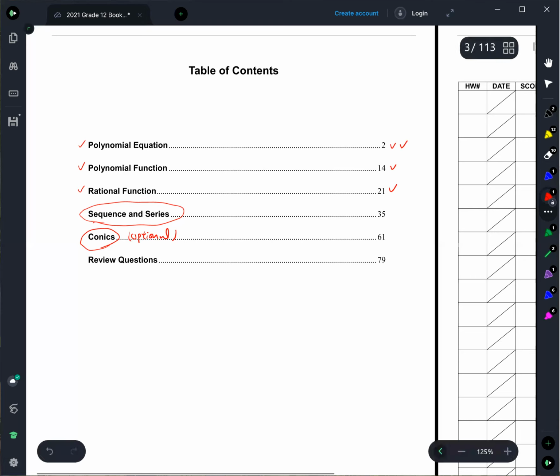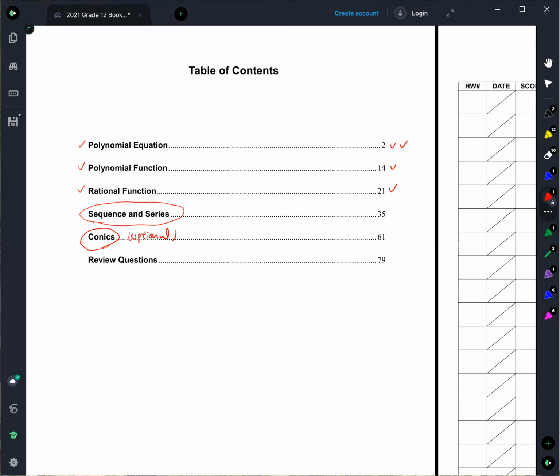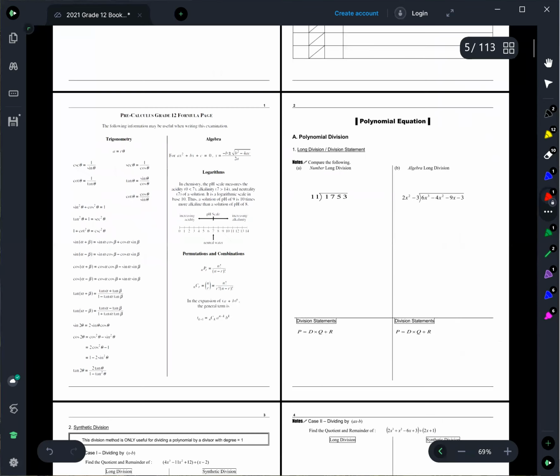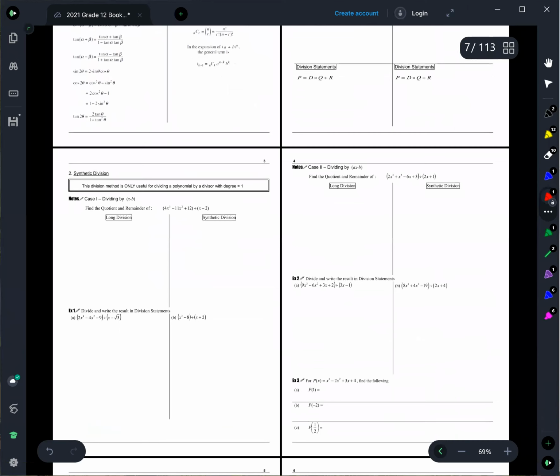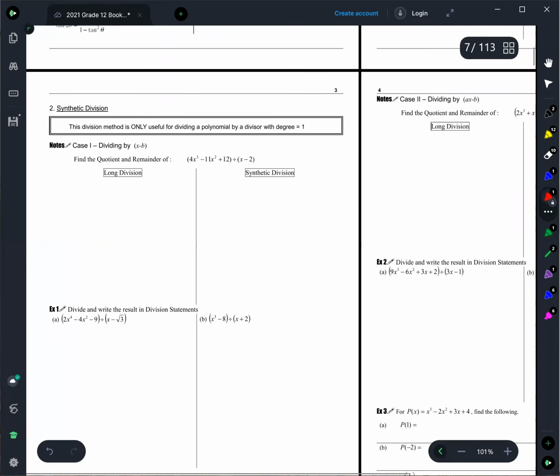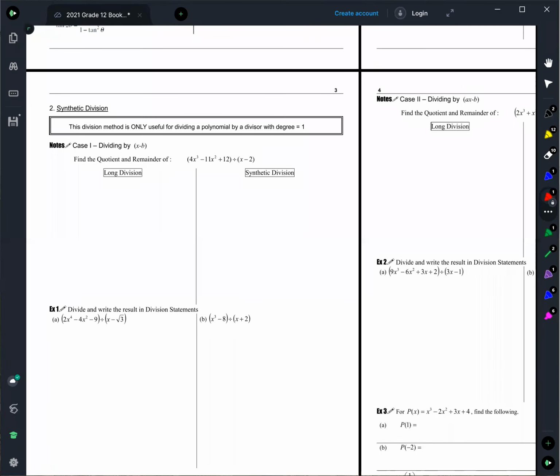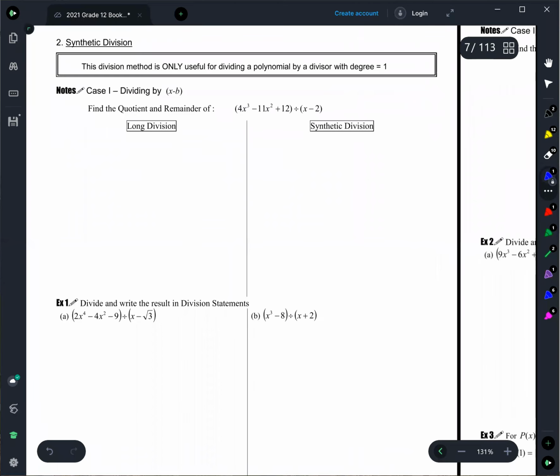Any questions? We're gonna start on our polynomial equation now. So what I would like to go over is how to divide, okay? How to divide polynomials. So let's start with this one, okay?